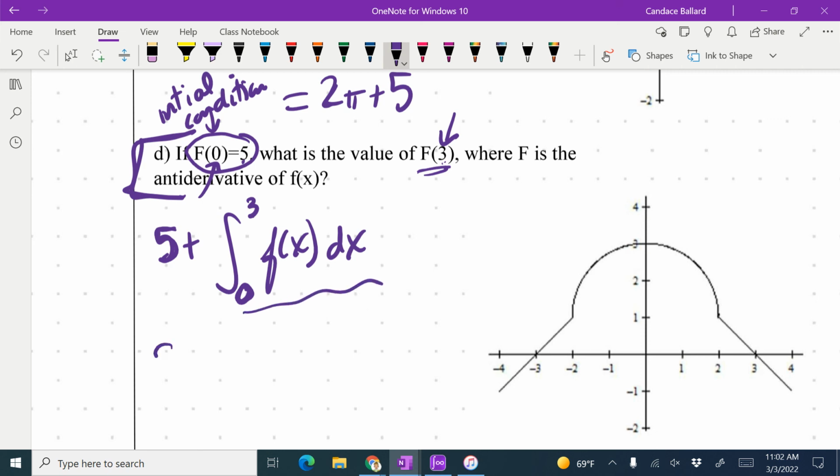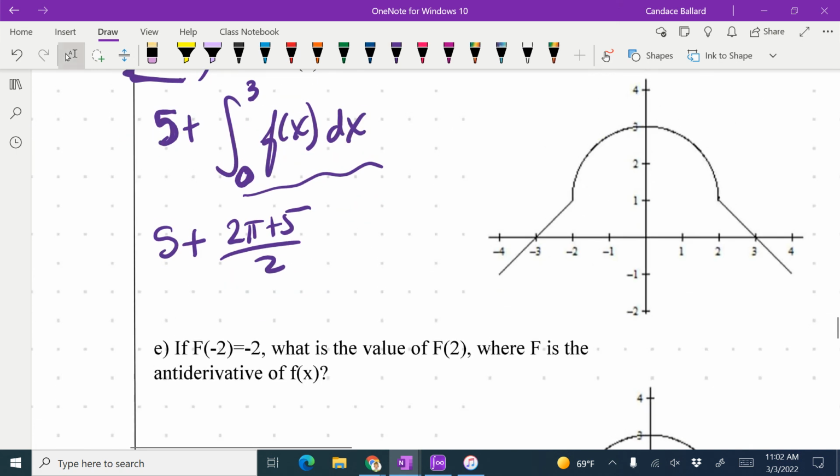Have we done that like a million times on this problem? Was that the answer to the first one? Yeah? 2 pi plus 5 over 2. We're just going to leave it like that. We're going to pretend it's free response and leave it like that. If we really wanted to, we could make it 10 fifths or 10 halves and add it together.